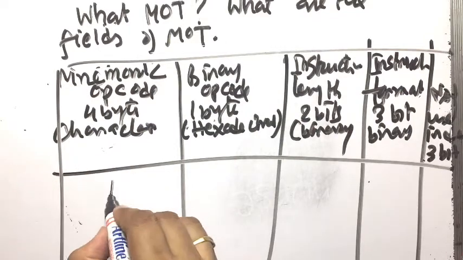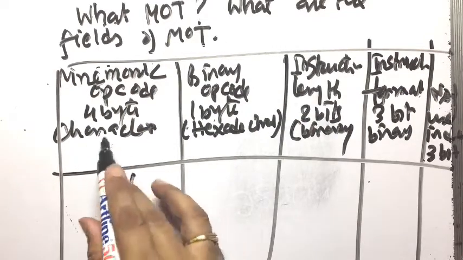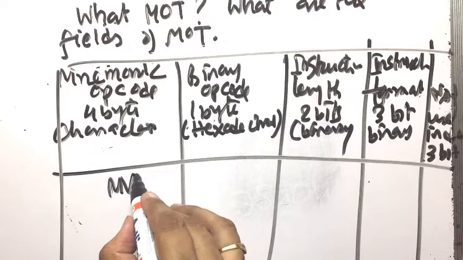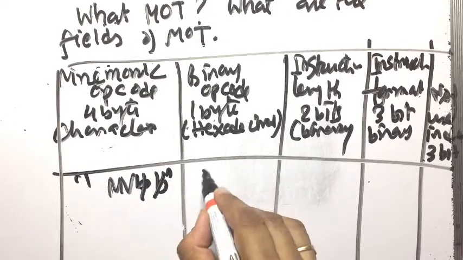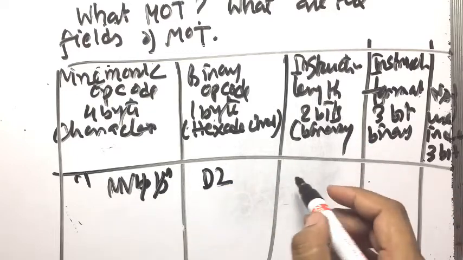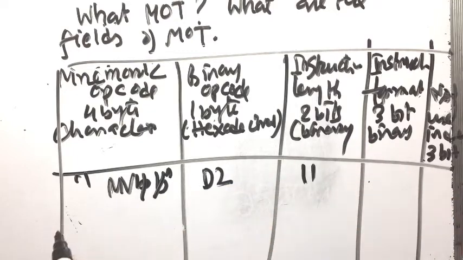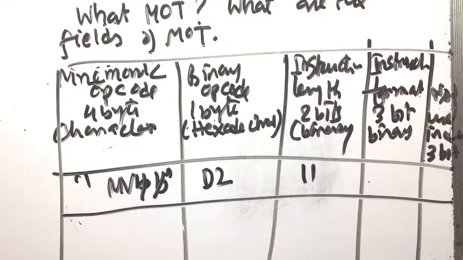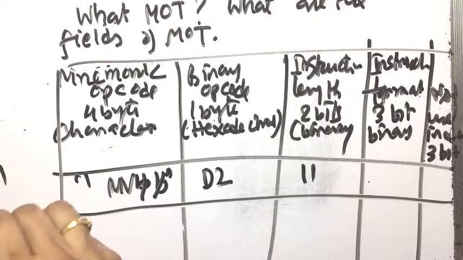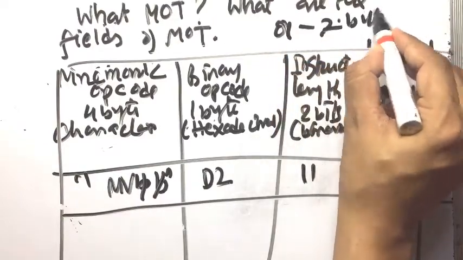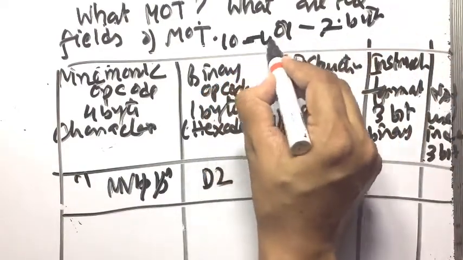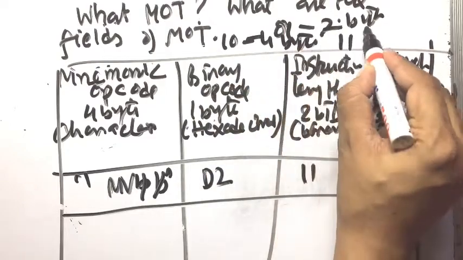For example, the opcode is MB. The remaining characters of the 4 allowed are blank spaces. The binary opcode is D2, a hexadecimal code, and the length is 11, which means 6 bytes. 00 means length 0, 01 means 2 bytes, 10 means 4 bytes, and 11 means 6 bytes.